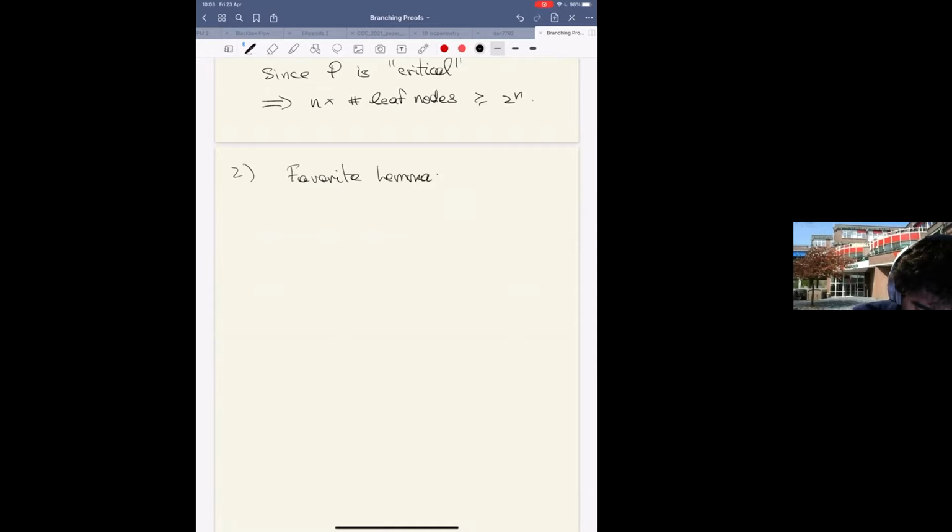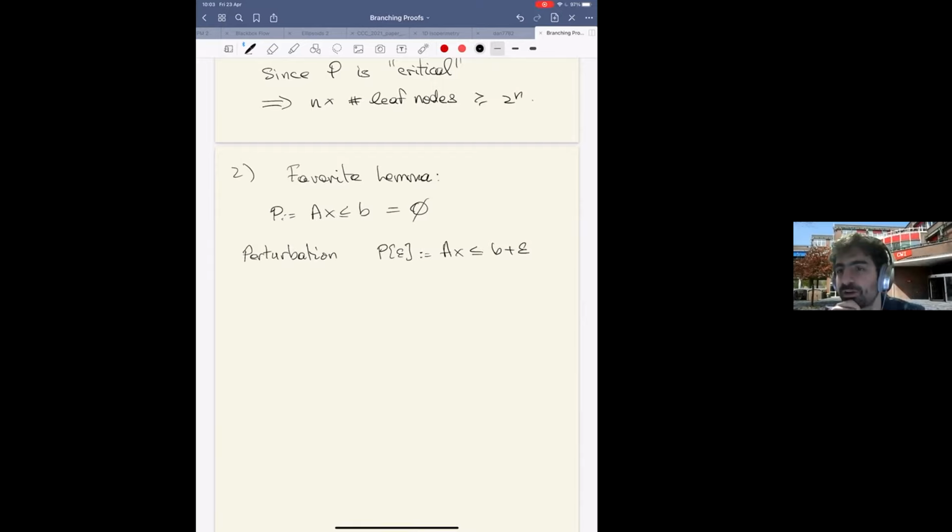You start with P being Ax less than or equal to b, and you know that this starts as being empty. So you have some system and you know it's empty. Then you look at a perturbation, which is this P epsilon. You just add epsilon to all the right-hand sides.